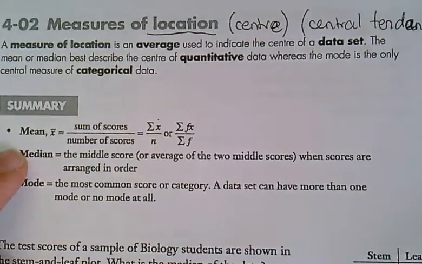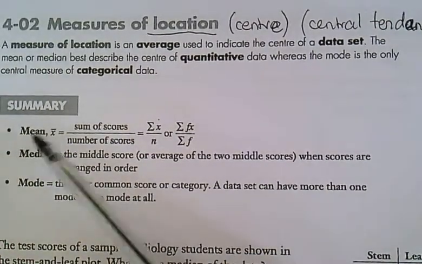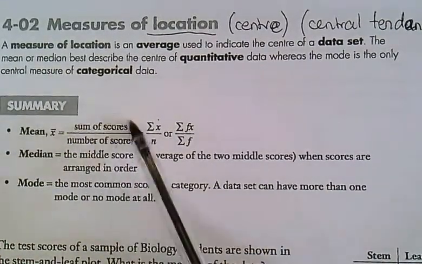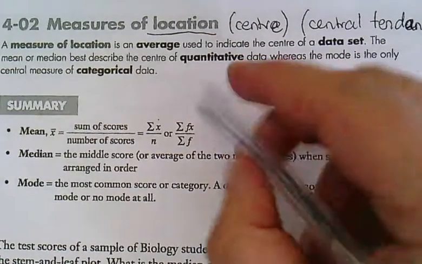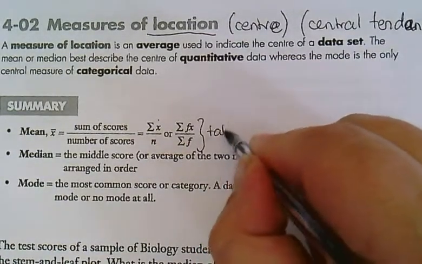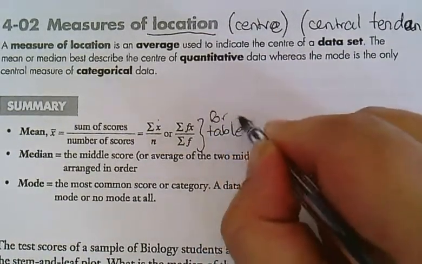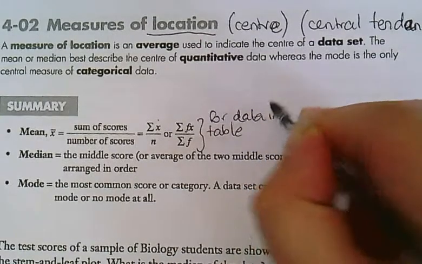So if you want measures of location, they're asking you to find mean, which is sum of scores over number of scores. However, you may see it written like this, as sigma fx over sigma f. You use that for data in a table.